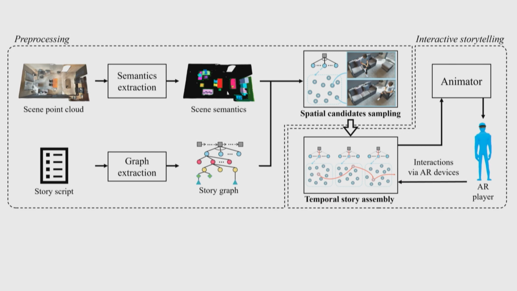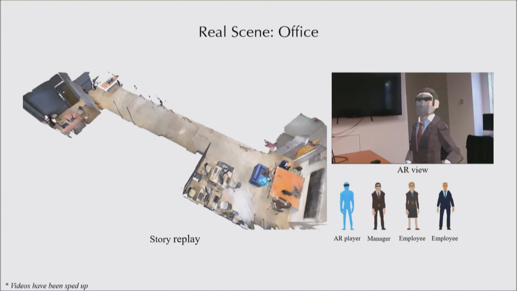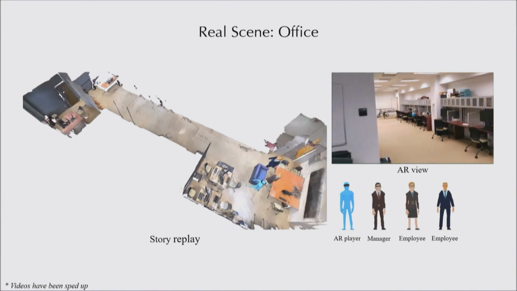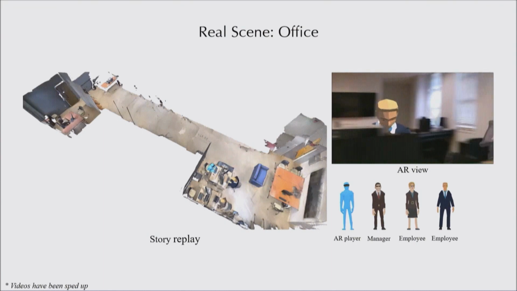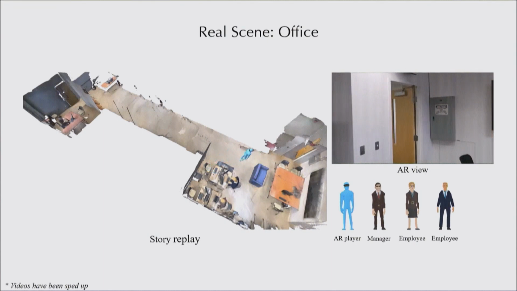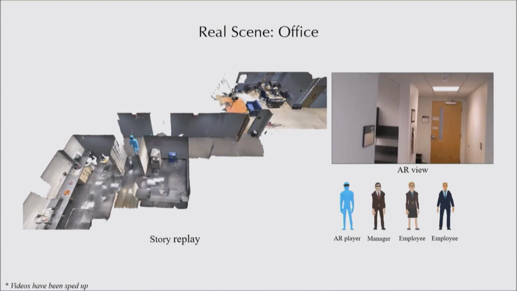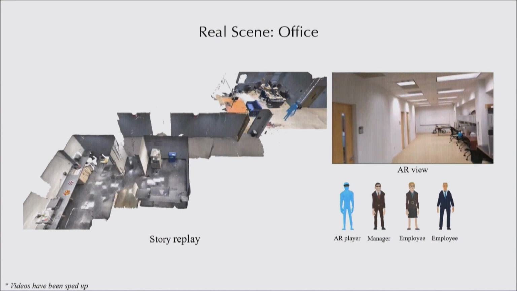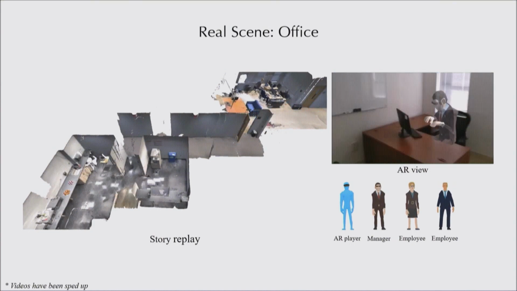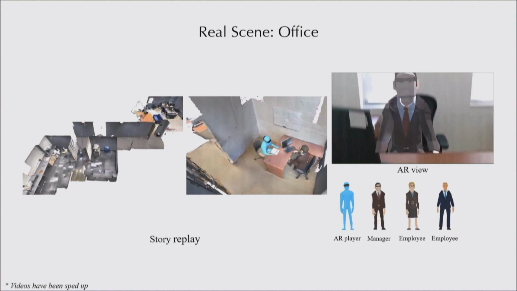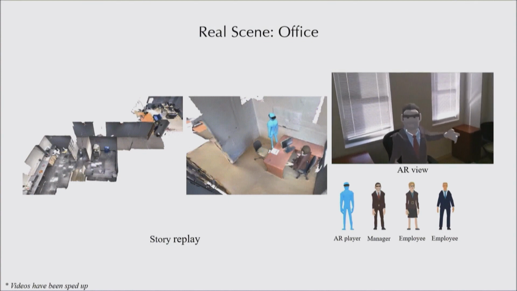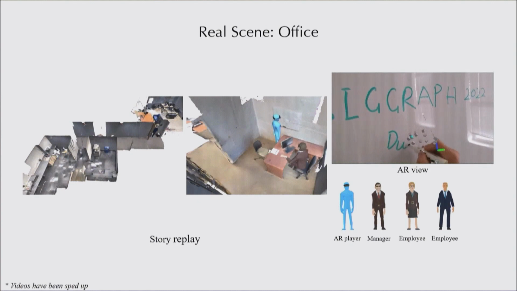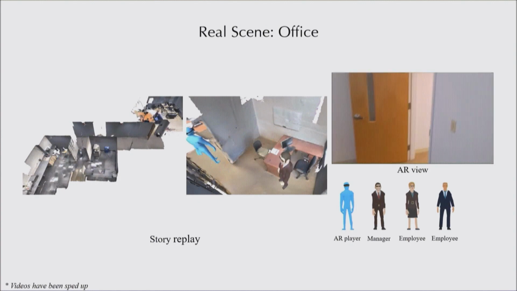So I'm going to skip the details of the algorithm, but I'm going to show you some results that we could achieve. So for example, this is our lab. And that's the AR view through the HoloLens, right? So this is a scenario. The blue guy is a user. Going to different places, he will be able to see different characters doing different things. And of course, these characters are doing things at the right place, right? So for example, the boss sits at the office.